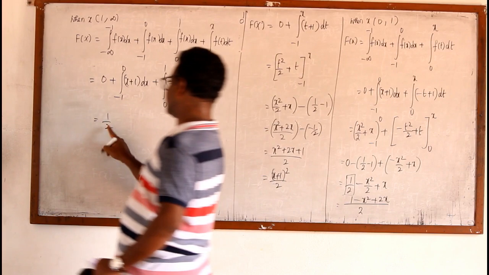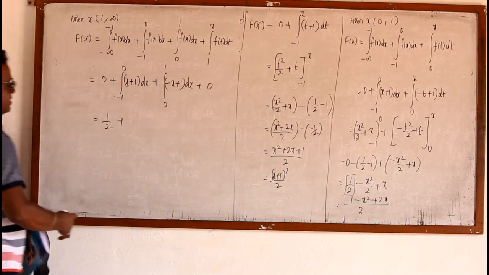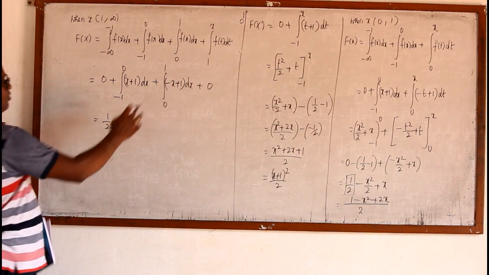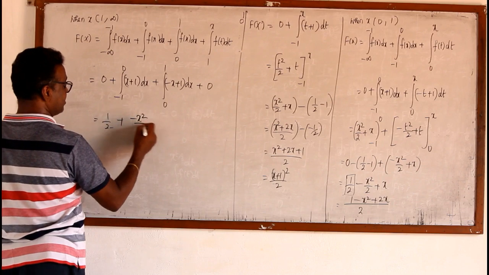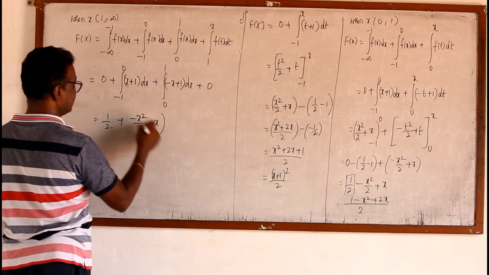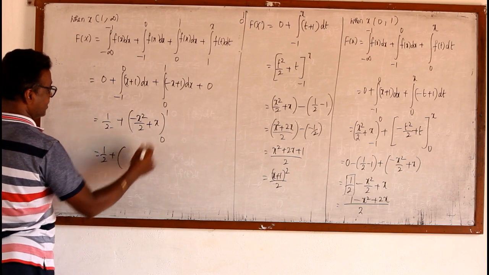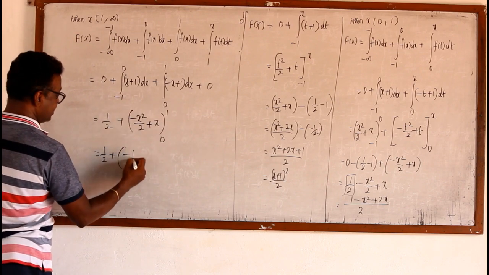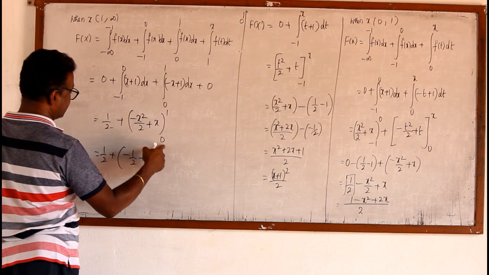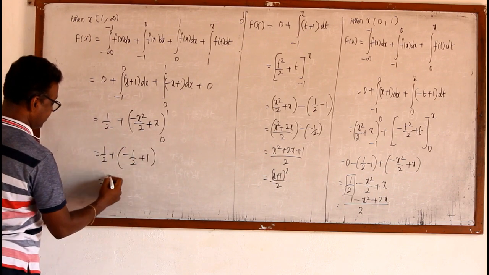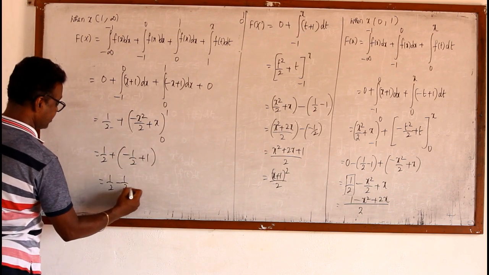That 1 by 2 is the value. So always, it's better to iterate 1 by 2. This is minus x squared by 2 plus x, and the limits are 0 to 1. It is 1 by 2. When I apply the upper limit, minus 1 by 2 plus 1, and the lower limit is 0. It is 1 by 2 plus minus 1 by 2 plus 1.